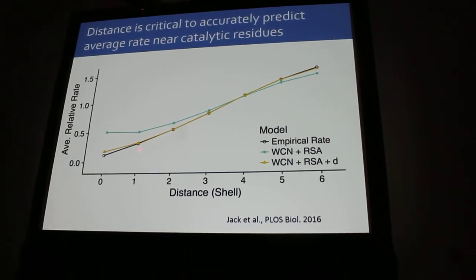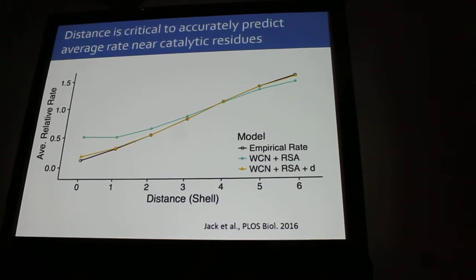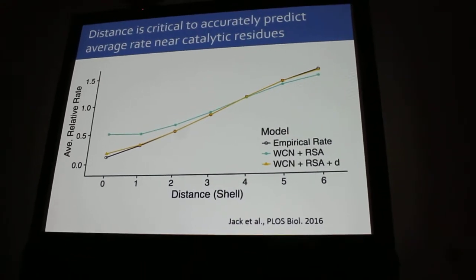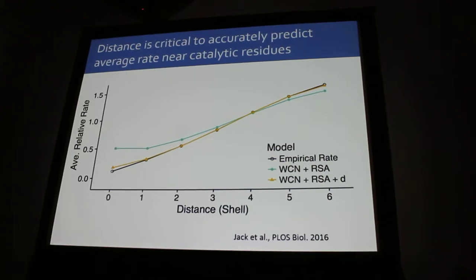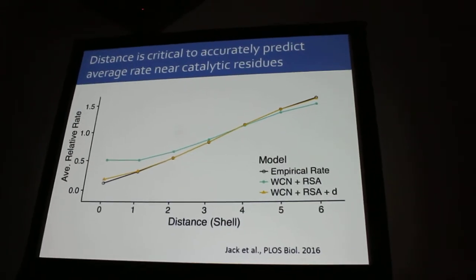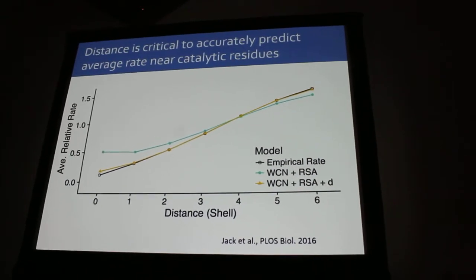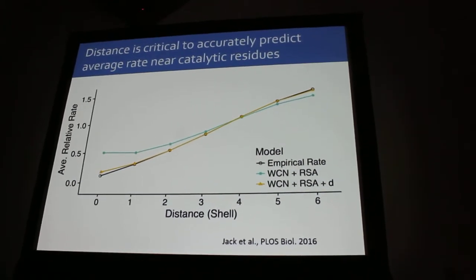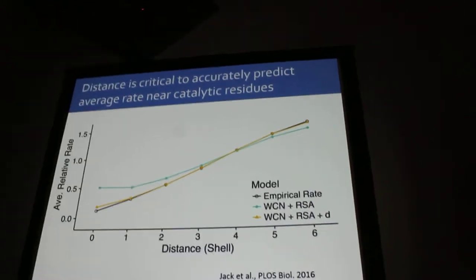So this distance here, this distance here, this distance here, that's the difference between having the distance to the active site in the model versus not, right? So there's a clear effect in addition to being buried or exposed that comes just from the active site.